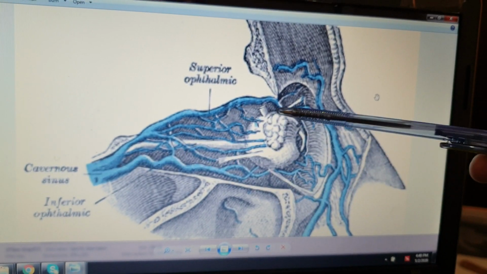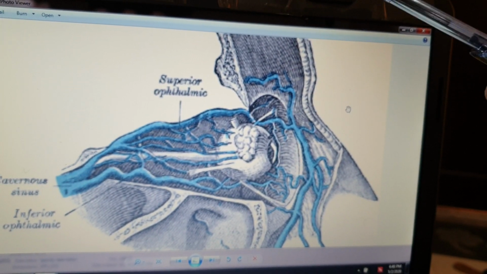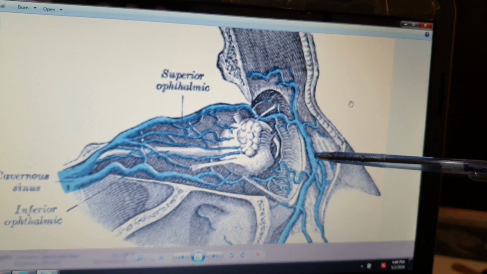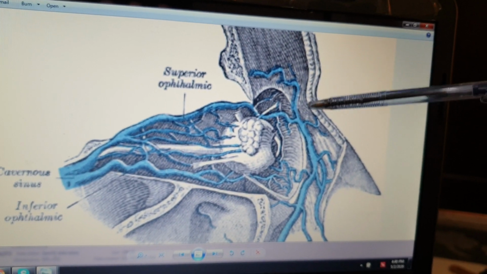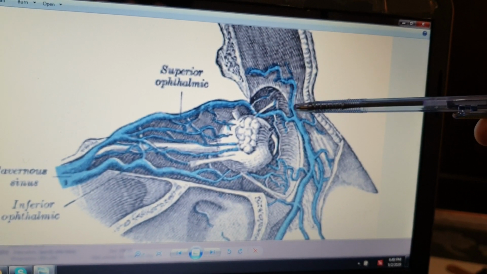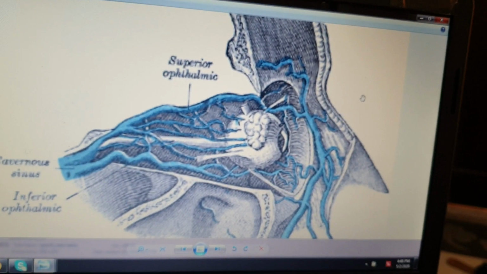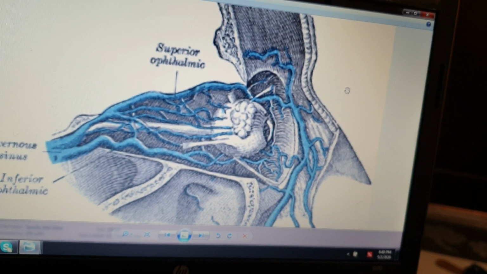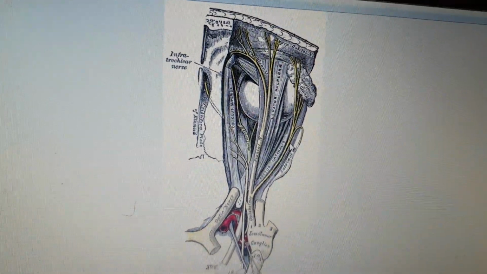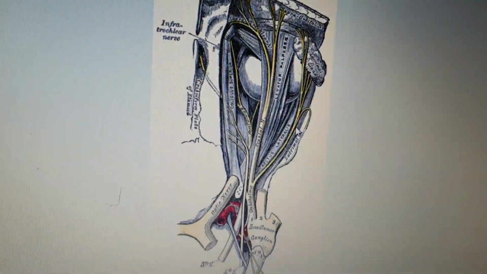ends into the cavernous sinus. The supraorbital vein joins the supratrochlear vein to form the angular vein, which eventually goes down on the face. So these two veins, the superior ophthalmic vein and the supraorbital vein, they both drain the frontal air sinus. Now the nerve which supplies the frontal air sinus is the supraorbital nerve.